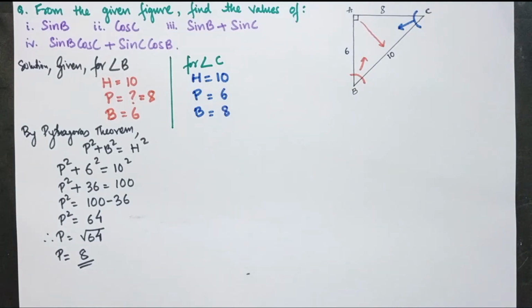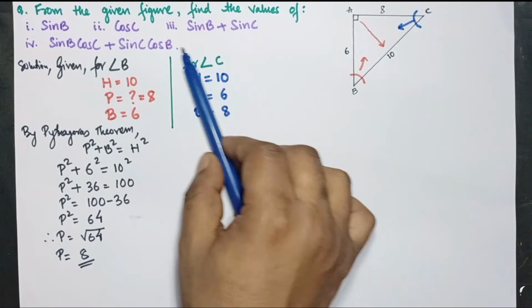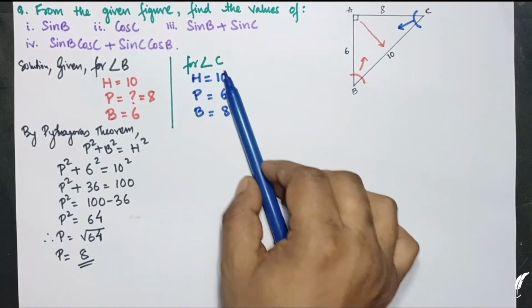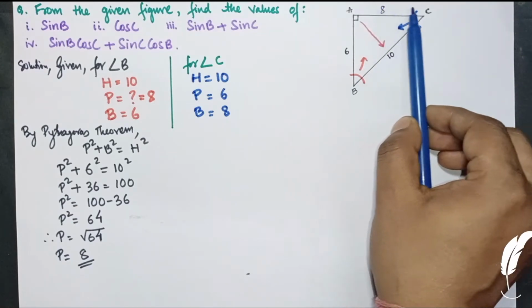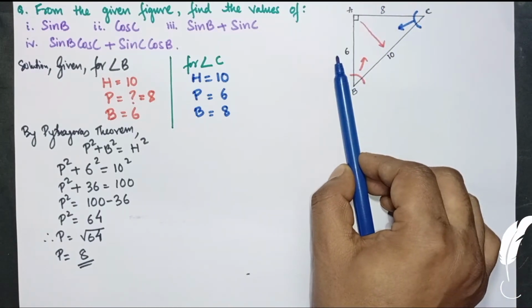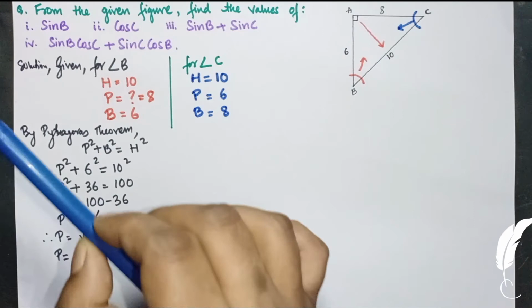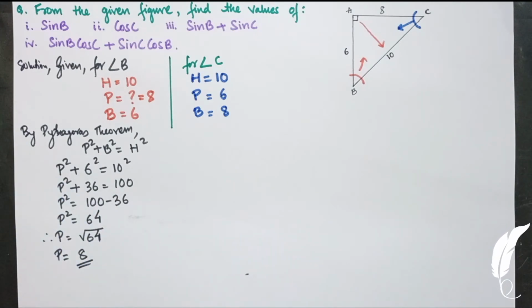This is a very important part, what you have to understand nicely. For angle B, the perpendicular is this, for angle C the perpendicular is this. While doing the numericals you'll be more clear. So now let's solve number 1 answer.